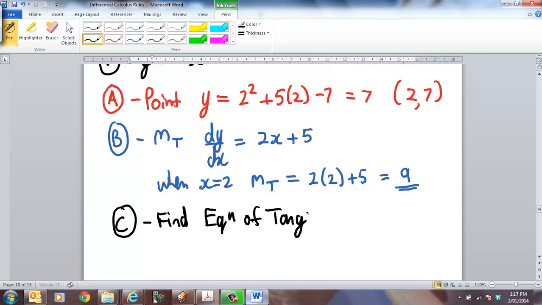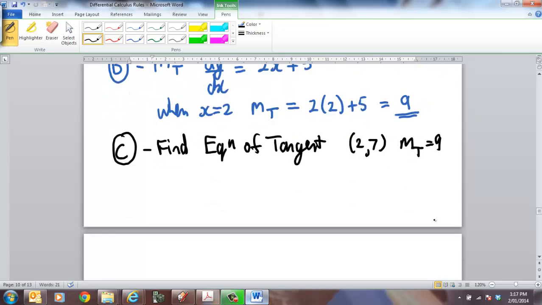Now, keeping in mind, to find the equation of any line, you need to know a point, which is (2, 7), and you need to know the slope, which is equal to 9. It doesn't really matter how you do this, but I generally do it this way. So it's (y - 7) over (x - 2) is equal to 9, the slope.